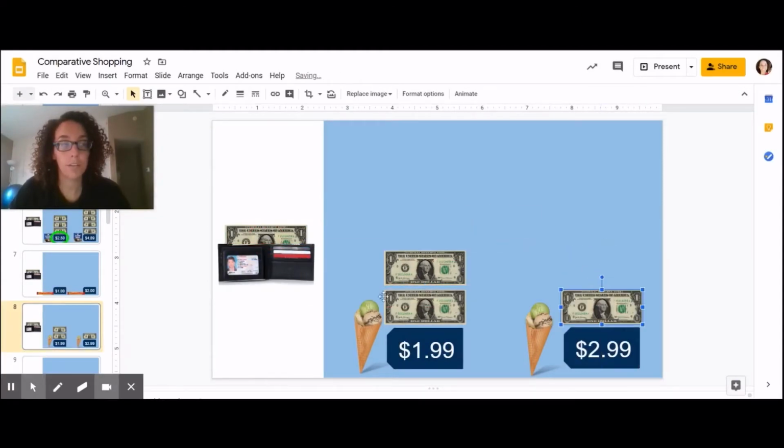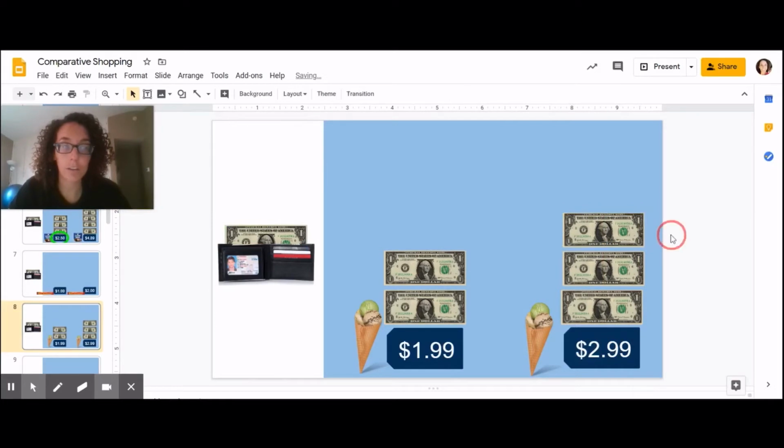1, 2. $2 and some coins. Don't forget. One more dollar. Good job. One more dollar. Now these towers are pretty close. Which one is smaller? Which one has less money? I know, this one's tricky.